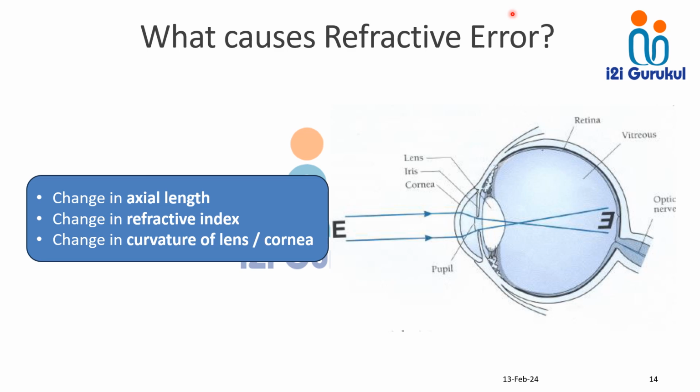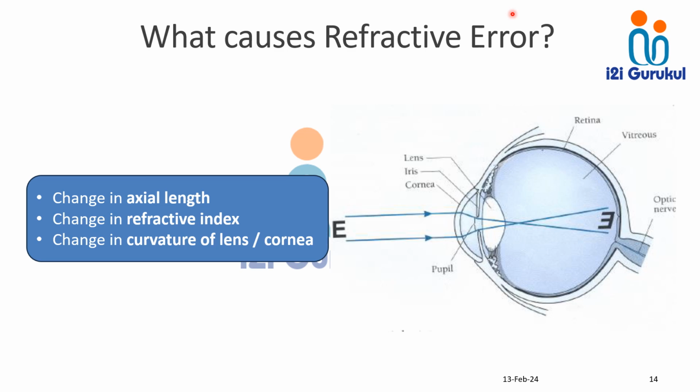And then the third point, that is the change in the cornea or in the crystalline lens curvature. If the cornea is not perfectly spherical, then the image is refracted or focused irregularly, creating a condition called astigmatism. A person can be nearsighted or farsighted with or without astigmatism.